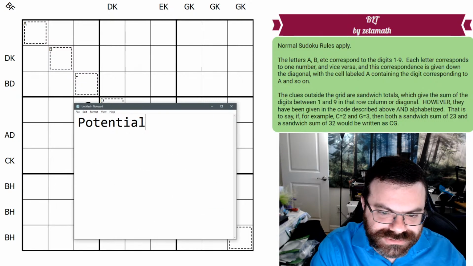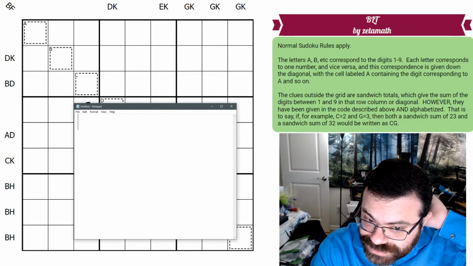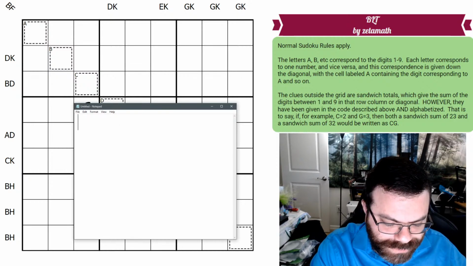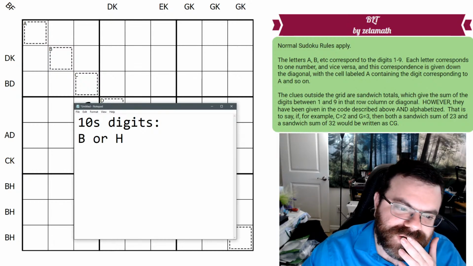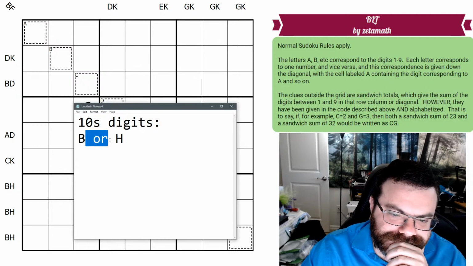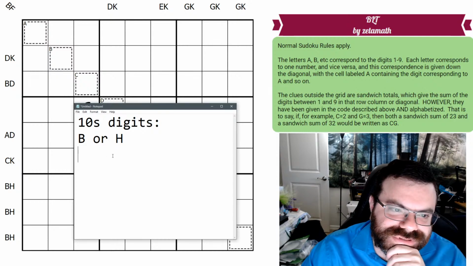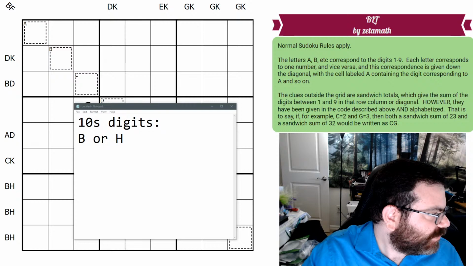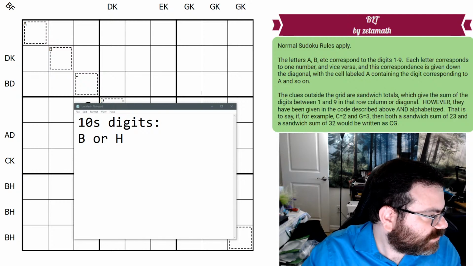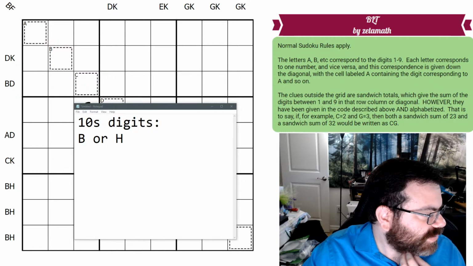So potential, let's see, how do we want to put this? Tens digits, right? So we've got B or H. How do I want to track that? The links, right? Okay. For people PMing me, I'll check that between puzzles. Those are the links.